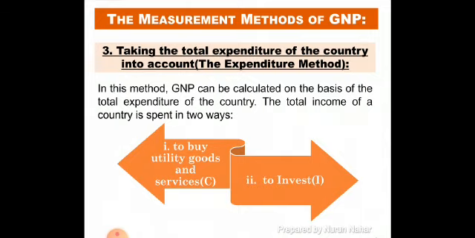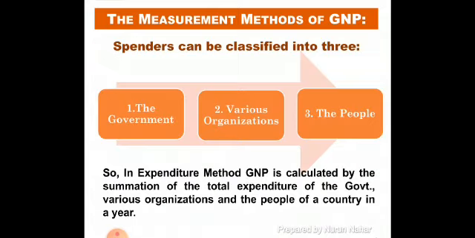The third measurement method of GNP is the expenditure method. According to your book, it is taking the total expenditure of the country into account. Let's see. In this method, GNP can be calculated on the basis of the total expenditure of the country. The total income of the country is spent in two ways. Number one, to buy utility goods and services, which is termed as capital C. And number two, to invest, which is termed as capital I. That is C and I. These are the two main ways where people spend their money.